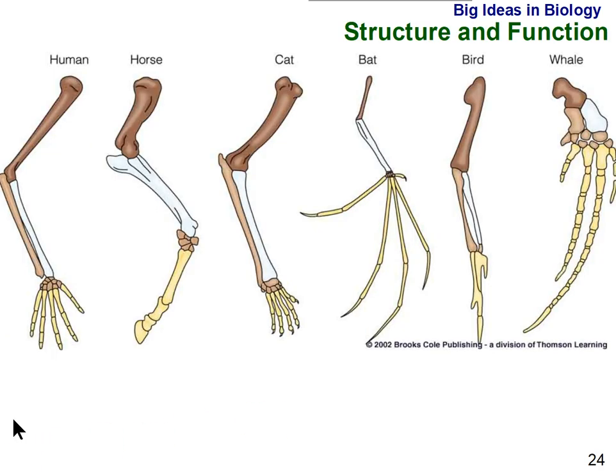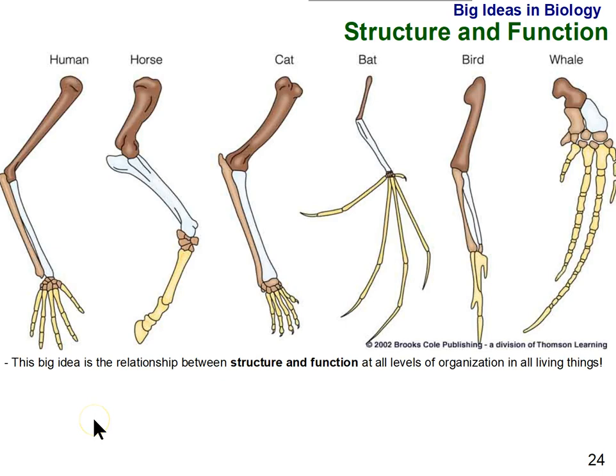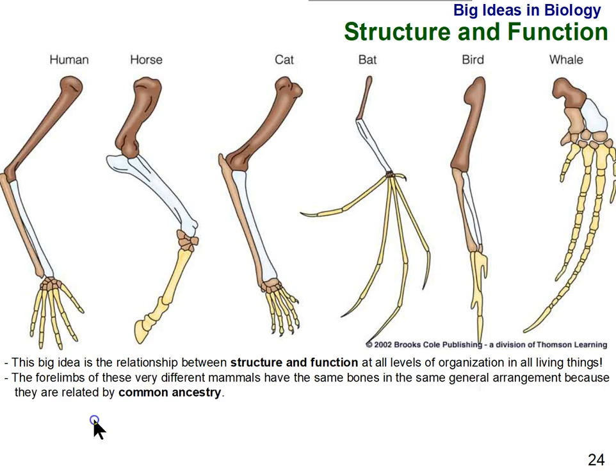This big idea is not just a big idea, it's a huge idea in biology: structure and function. And the idea is that at every level, starting with molecules, molecules have a particular structure so that they carry out a particular function in living things, all the way up through even to the way that the biosphere is constructed. The structure of the biosphere affects how it functions. So there's this direct relationship between the structure of things in living systems and their function.